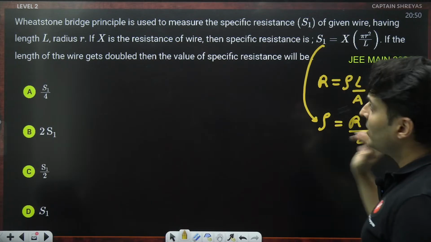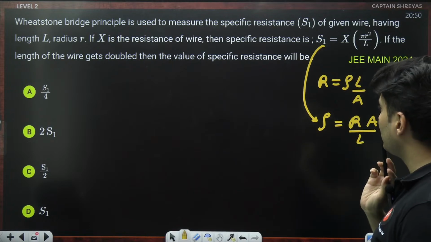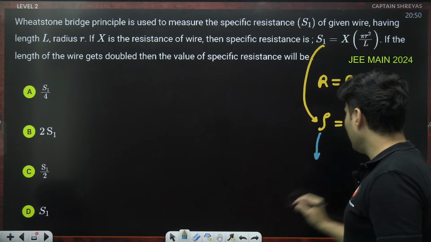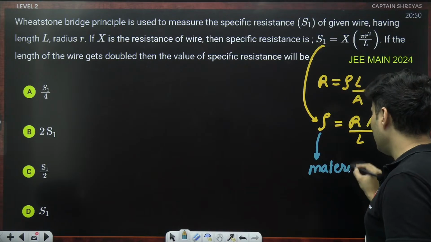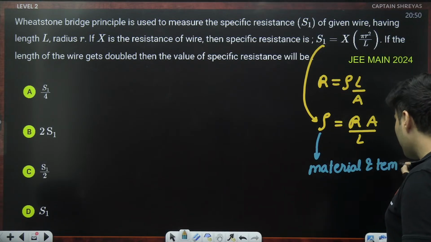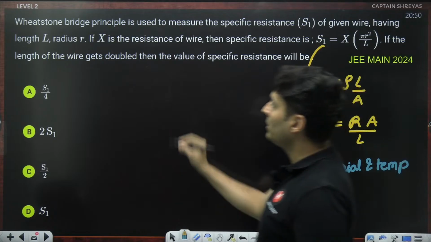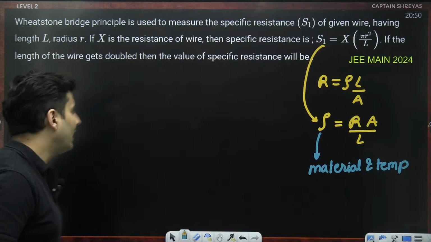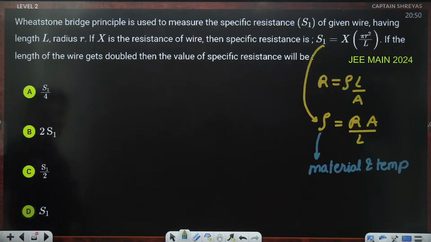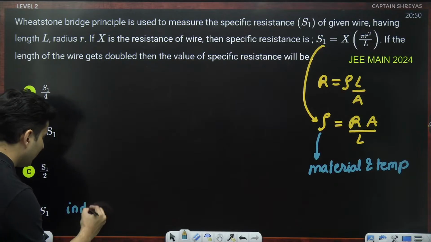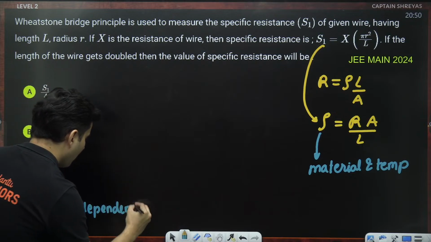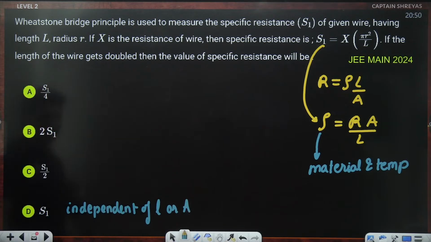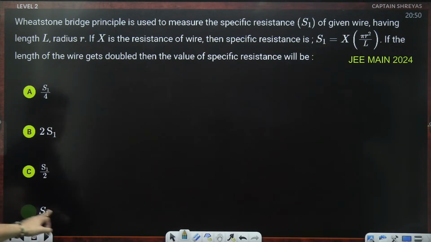Okay, fair enough. If the length of the wire is doubled, the value of the specific resistance will be, wait a minute, this resistivity only depends on the, what does it depend on? It only depends on the material and the temperature, nothing else. It is not dependent on the length or area. So guys, this is a trick question, just given to confuse you. The answer will still remain the same. That means it will be D. It will remain the same. It is independent of length or basically area. It is dependent only on the material and the temperature. So answer will be the same.